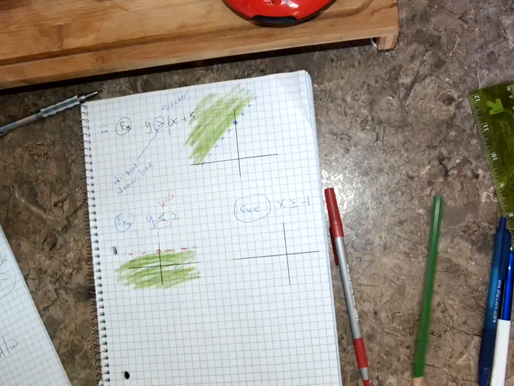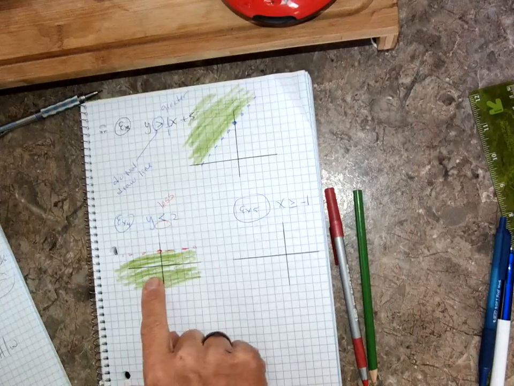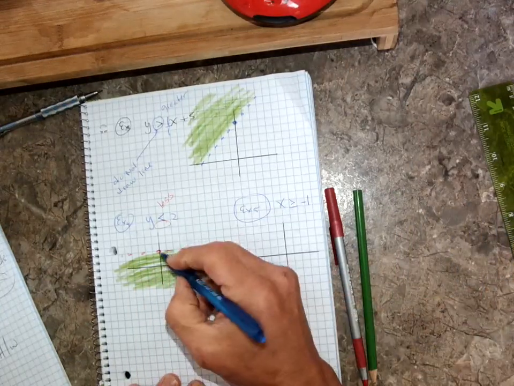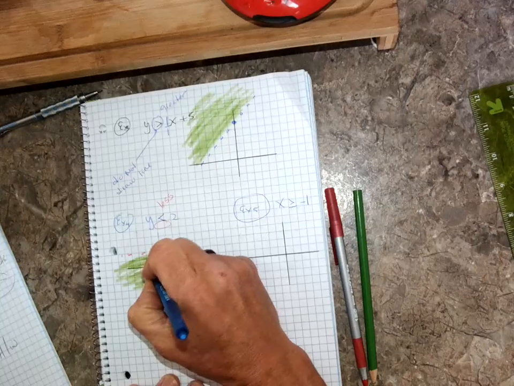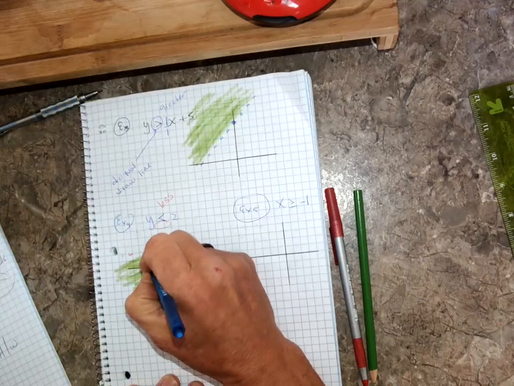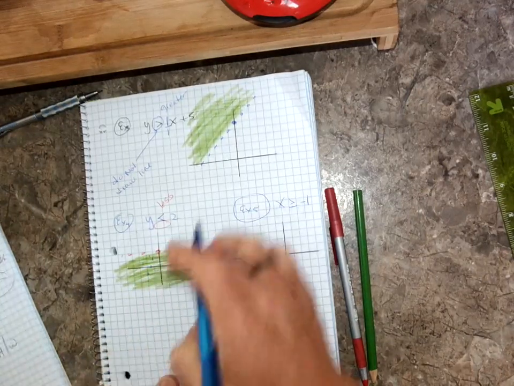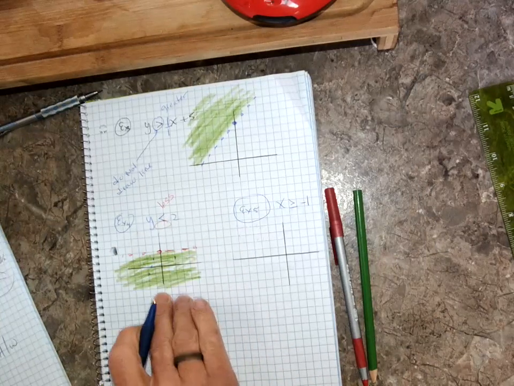That's it. These are all of the solutions. Every one of these points. This point's a solution, this point's a solution, this point's a solution. All of these points are solutions. That's why we shade the whole thing. Nothing up here, because we want less than 2.